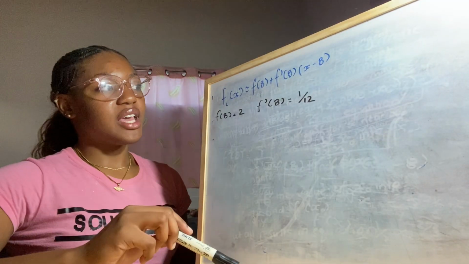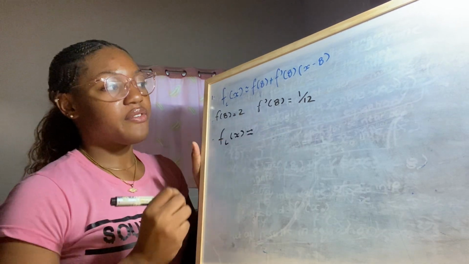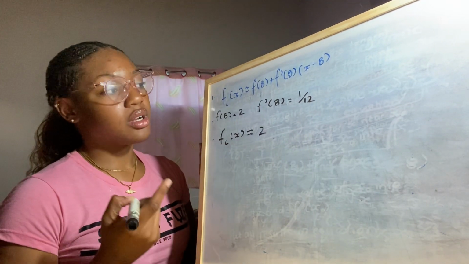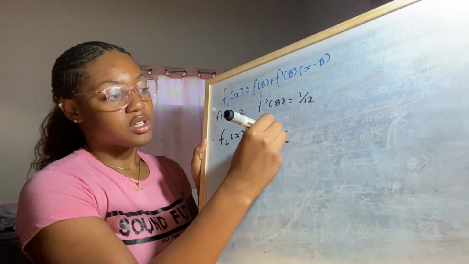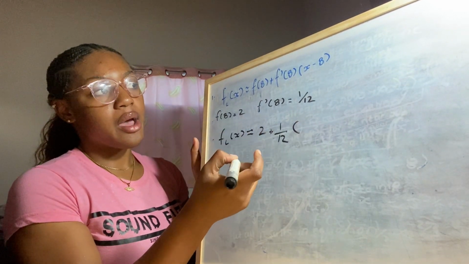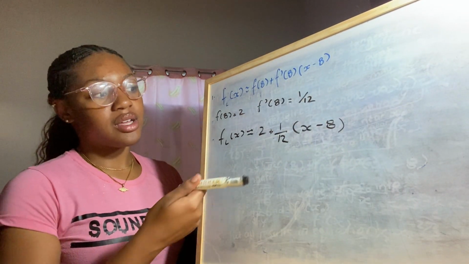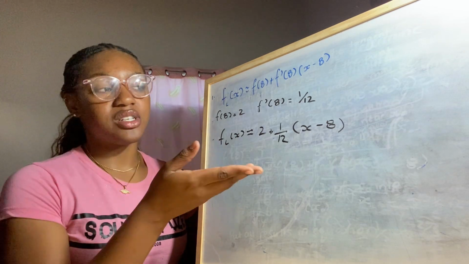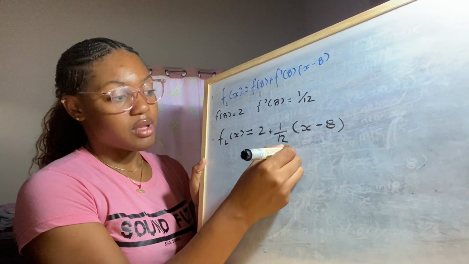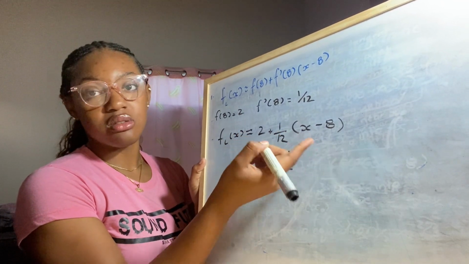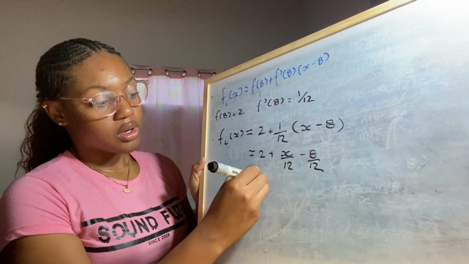Okay, so we know that f of 8, let me just write. We know that f of 8 is equal to 2, so that's what we're going to put there. Plus f prime of 8 is 1/12. So that's what we're going to have. And this is being multiplied by x minus 8. And from here, we're just going to simplify. So we'll have 1/12 being multiplied by what's in the brackets, x minus 8. So we're going to have 2 plus x over 12, because we're distributing, minus 8/12.